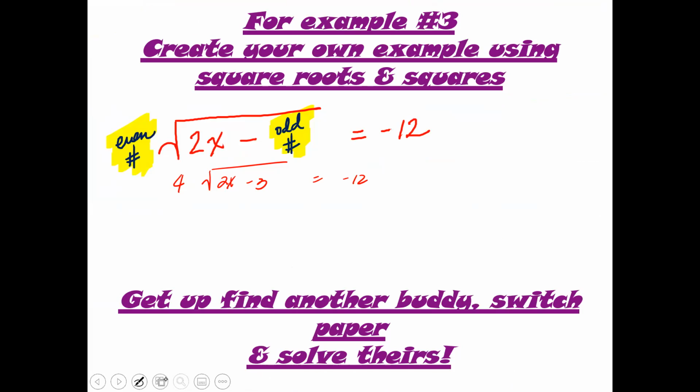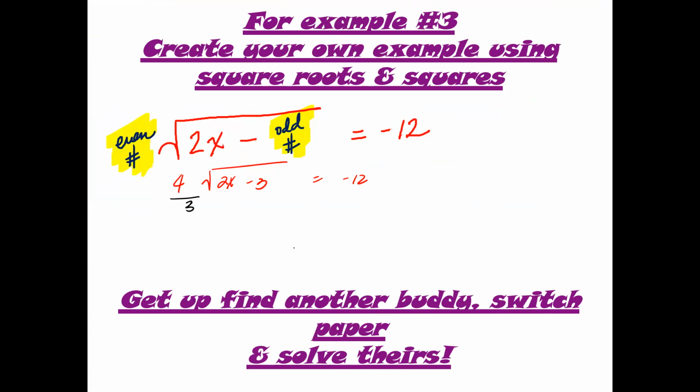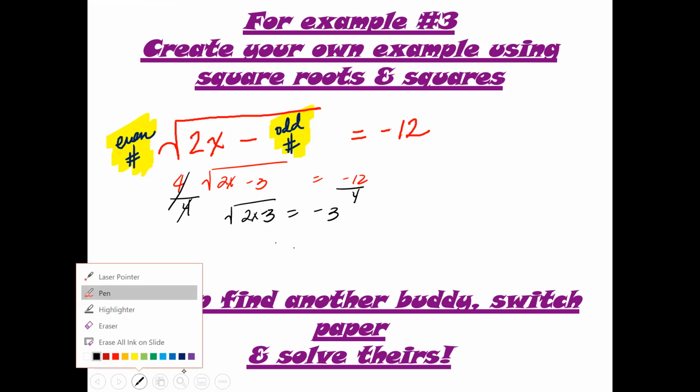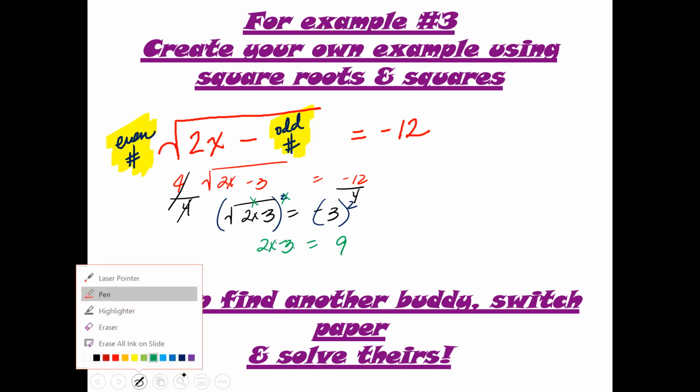All right, so for me to solve for this one, first thing I would do is divide everything by 4. So that part cancels, and I have the square root of 2x minus 3 equals negative 3. Then I will want to get rid of the square root, so I will square it. So then my square root and square cancels. 2x minus 3 equals 9.